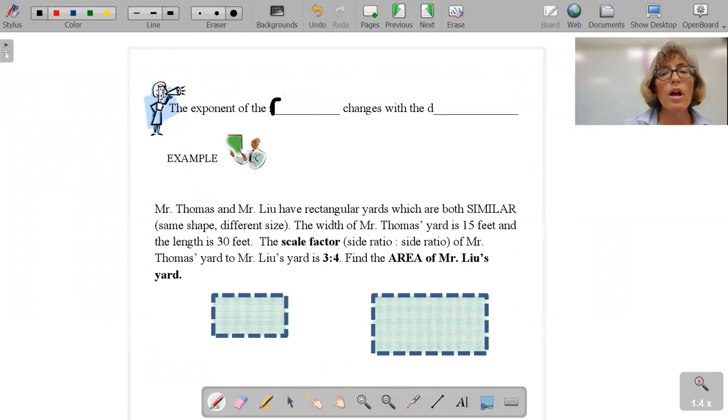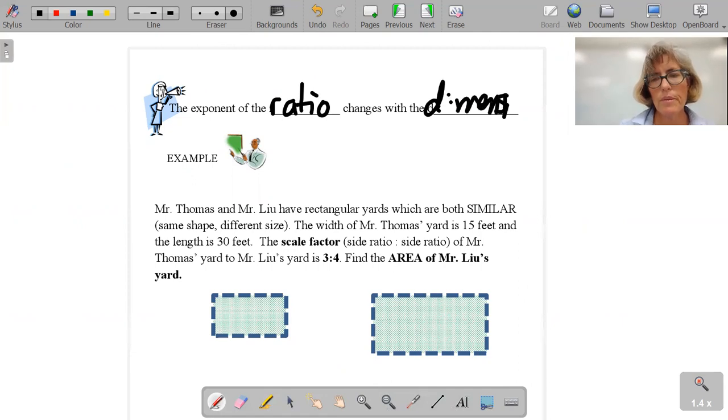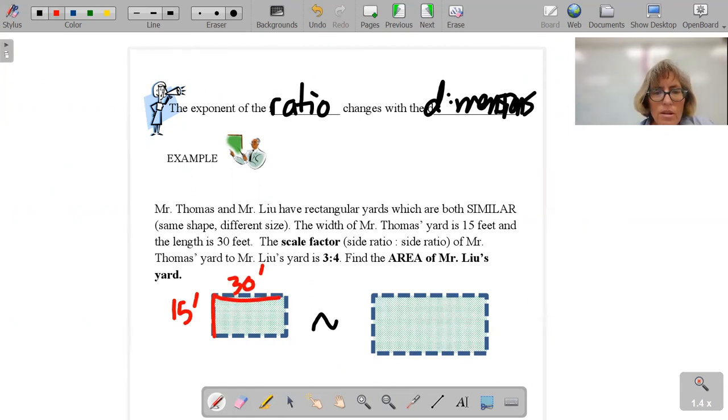The exponent of the ratio changes with the dimensions. Watch this carefully. Mr. Thomas and Mr. Liu have rectangular yards which are similar. Same shape, different size. The width of Mr. Thomas's yard is 15 feet and 30 feet in length.